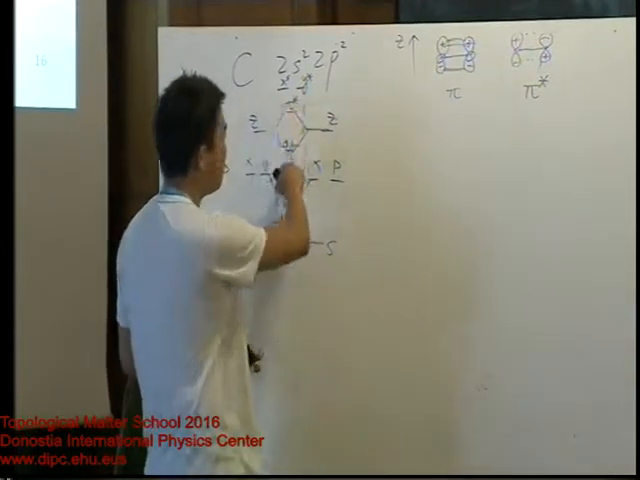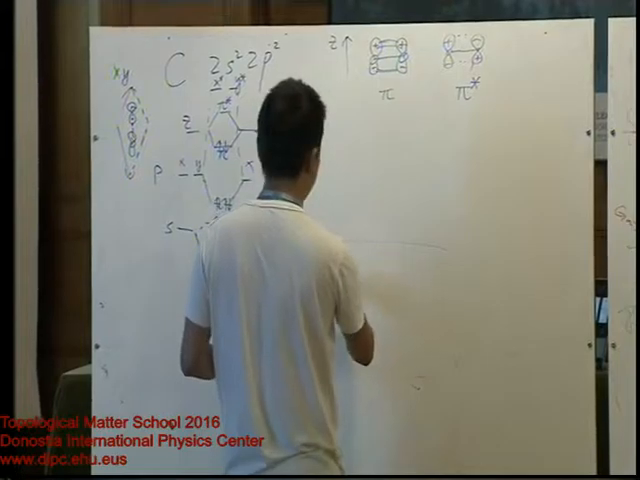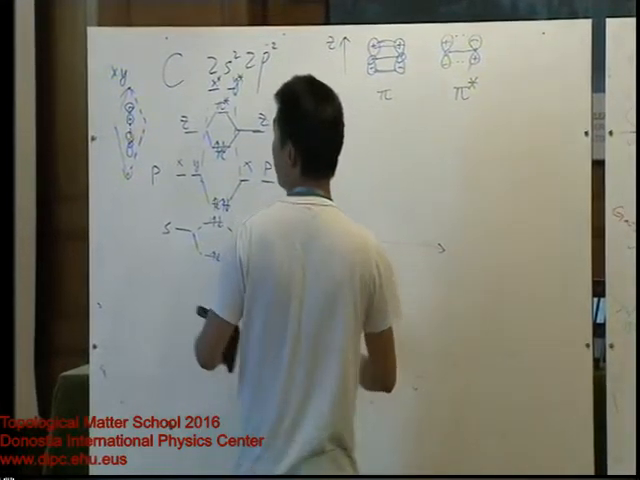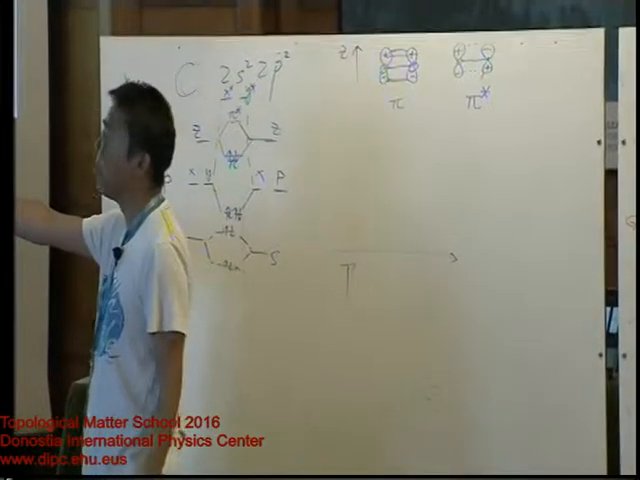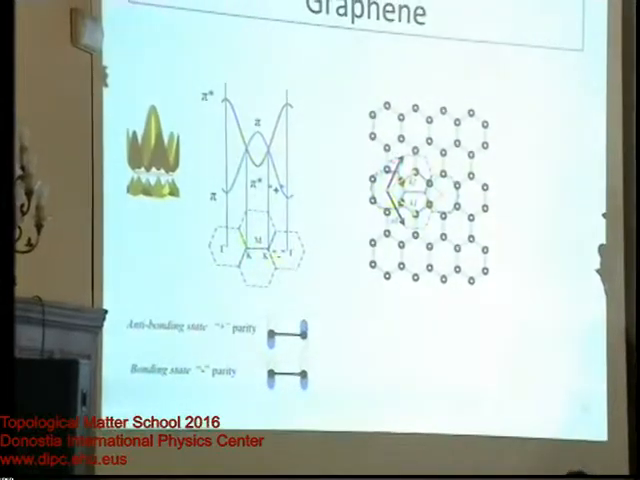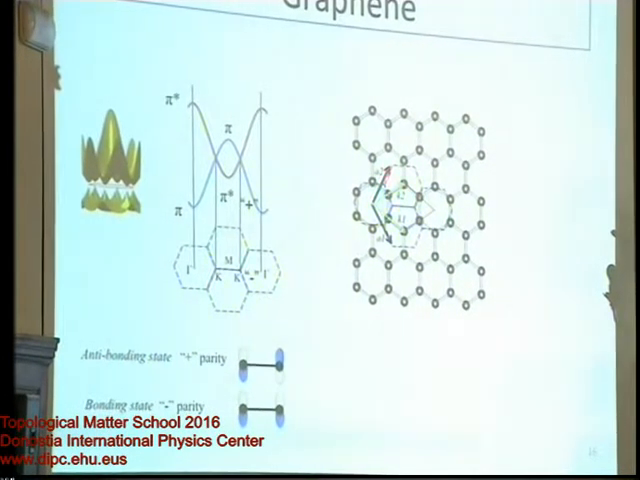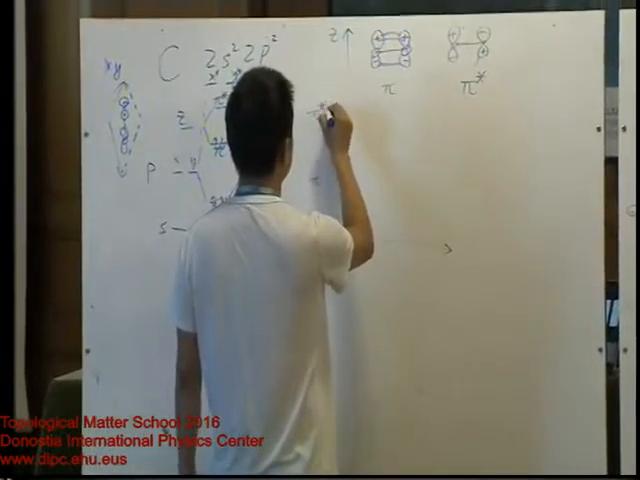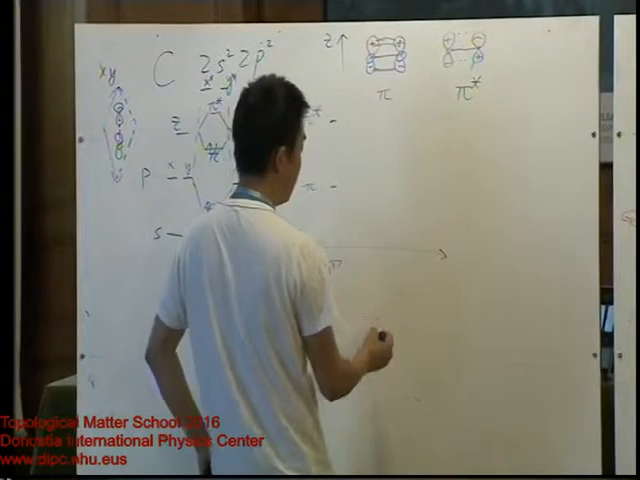Then let's look in more detail here. Now we know if we plot some dispersion, then we have the momentum. Suppose we go from here, the gamma point, to the K point, just to the edge of the Brillouin zone. And here is the pi state. Here is the pi star state. And how will they disperse?